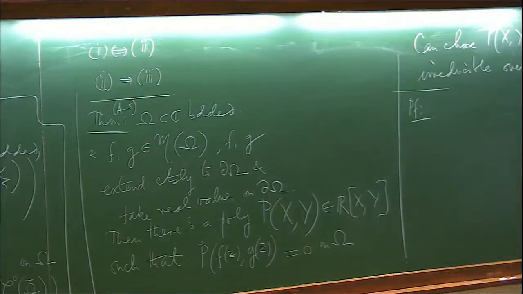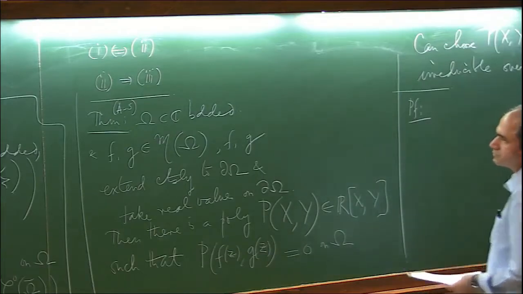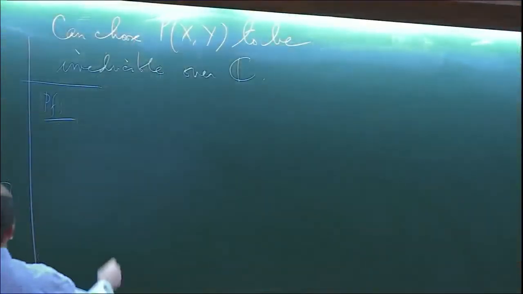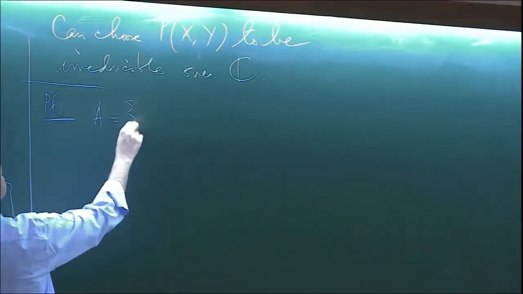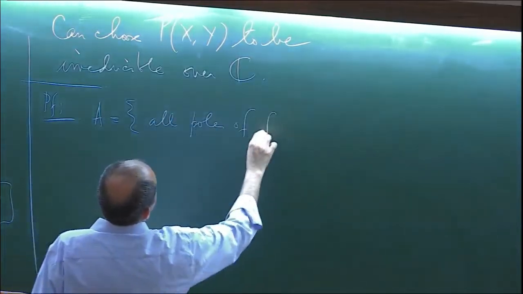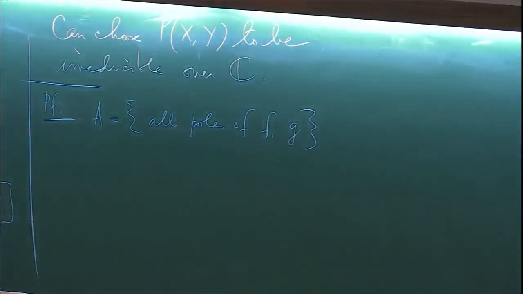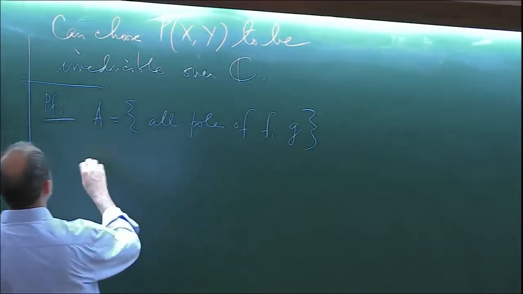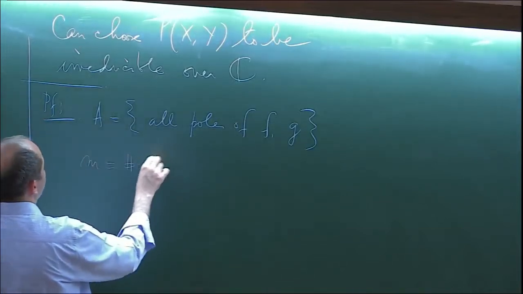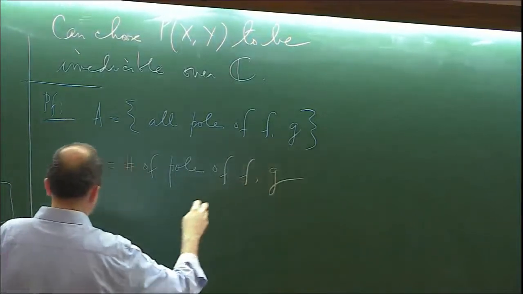So what do you do? Let's look at the following set. So A is the set of all poles of f and g. Don't count multiplicities, just put them together. Let m be the number of poles of f and g counting multiplicity.